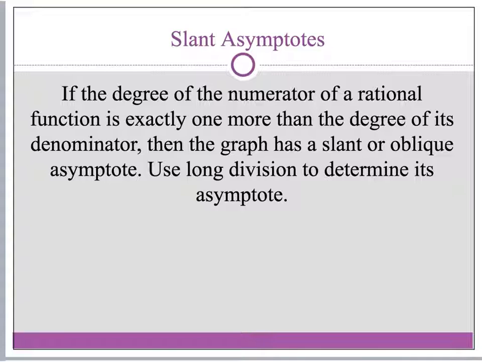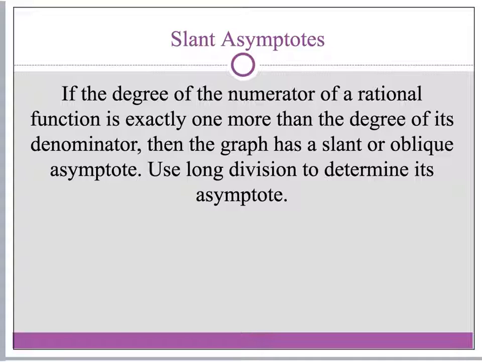Slant asymptotes. If the degree of the numerator of a rational function is exactly 1 more than the degree of its denominator, then the graph has a slant or oblique asymptote. And we would use long division to determine its actual asymptote.